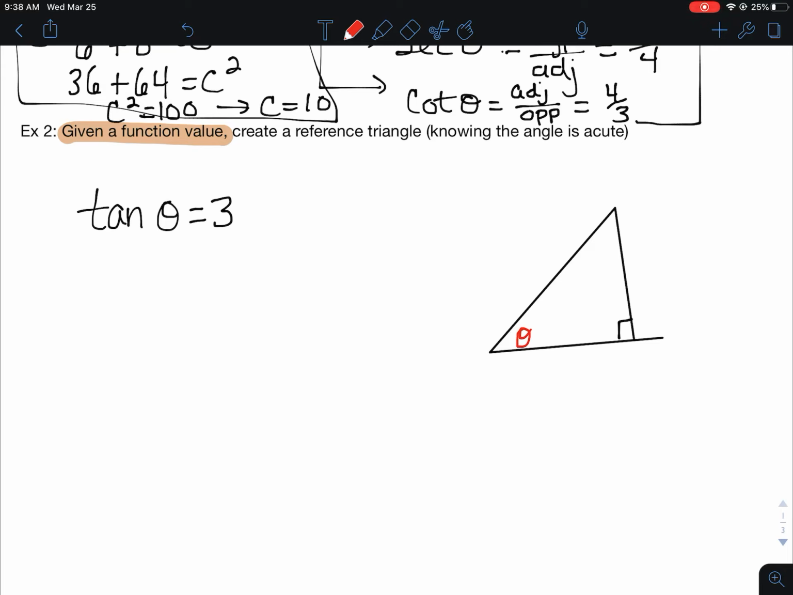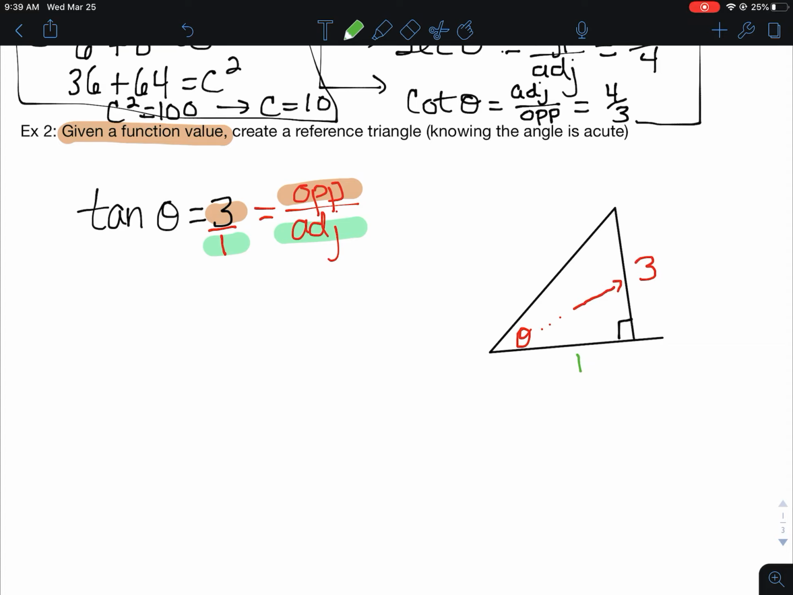And so for tangent of theta, we know that tangent is, we just said, opposite over adjacent, right? Well, 3 isn't currently a fraction, but I could turn it into a fraction by doing 3 over 1. So that tells me that the opposite side must be 3. So from theta, I'm going to go opposite. That must be 3. And then the adjacent side has to be 1. So here, the adjacent side is 1.